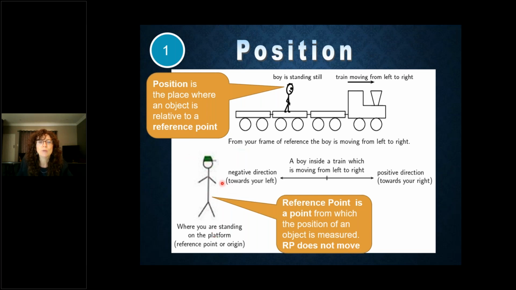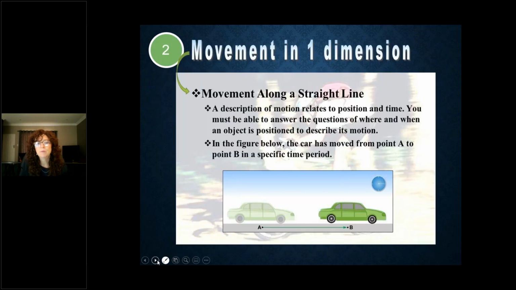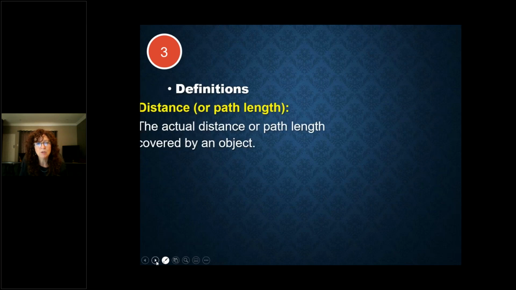All right. Although the boy is standing in the train and he is not moving, the train is moving, and you that's standing still on the platform will see it as if the boy is also moving in the train. So make sure that you do understand the reference point. Movement along a straight line, as you can see here from A to B, you can just add it up together. The car has moved from point A to B in a specific time.